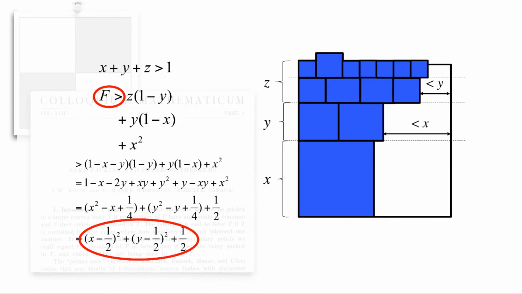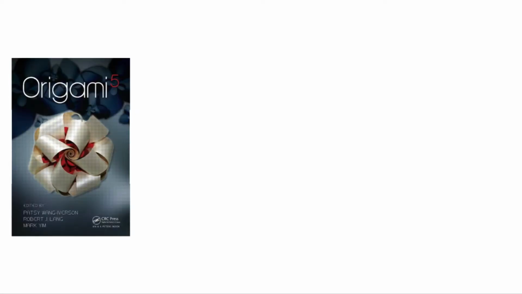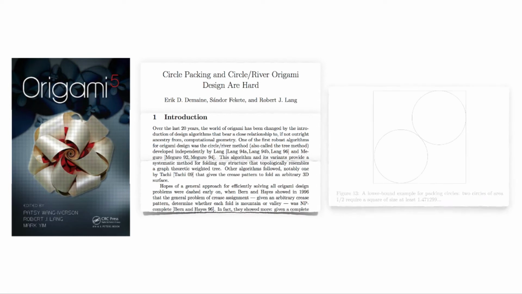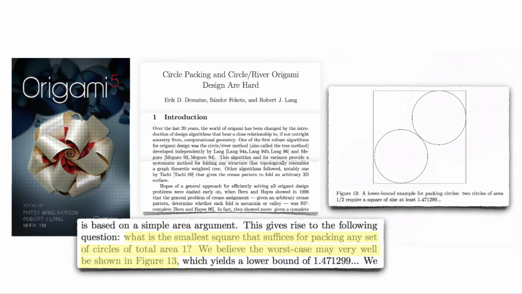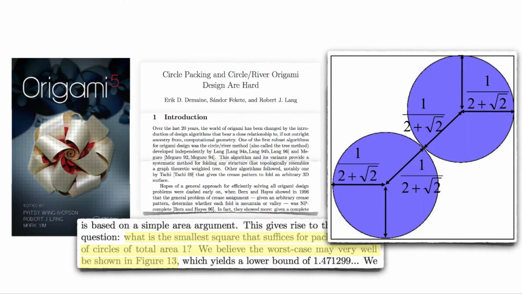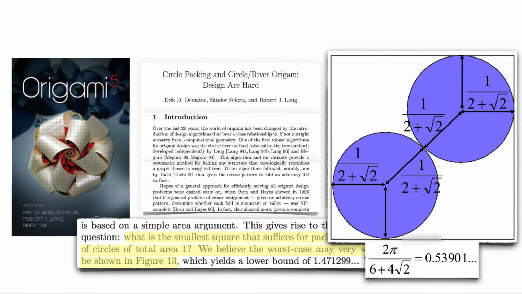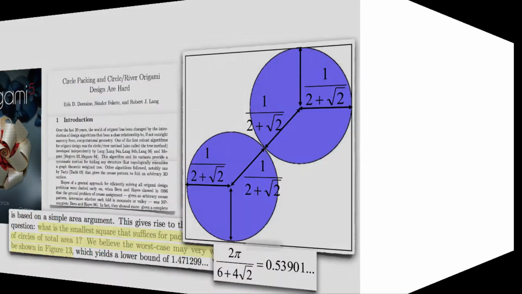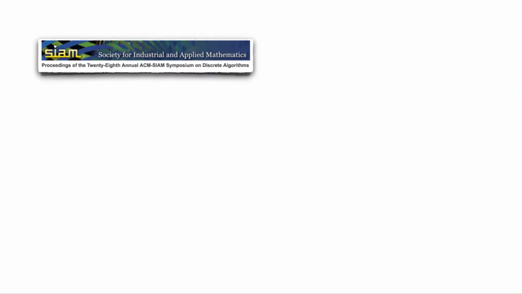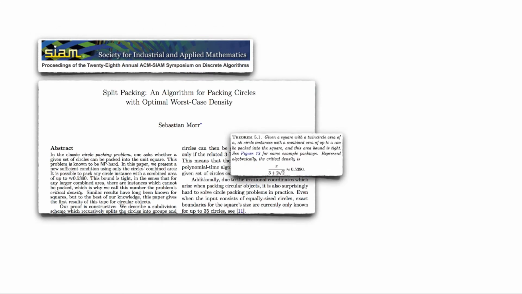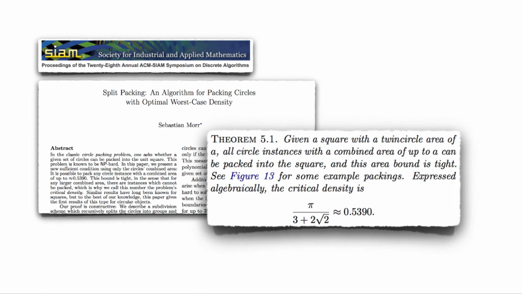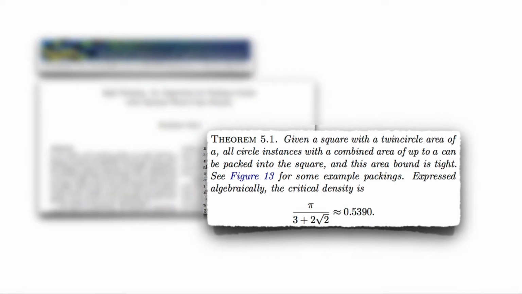The critical density of packing circles into a square was open for many years. In their 2010 paper on circle layout for origami design, Demaine, Fekete, and Lang conjectured that this is a worst-case configuration, implying a value of pi divided by 3 plus 2 times square root of 2, or 0.539. In 2017, Morr proved that 0.539 is indeed the critical packing density of circles in a square.